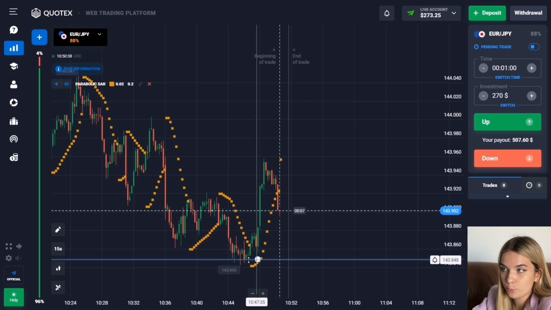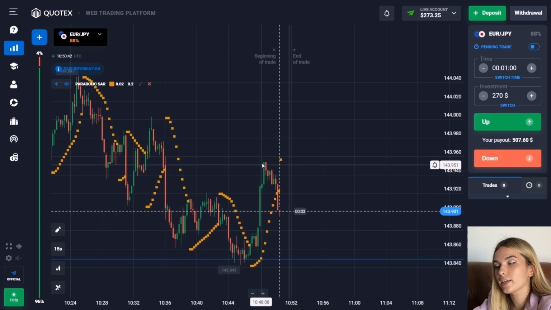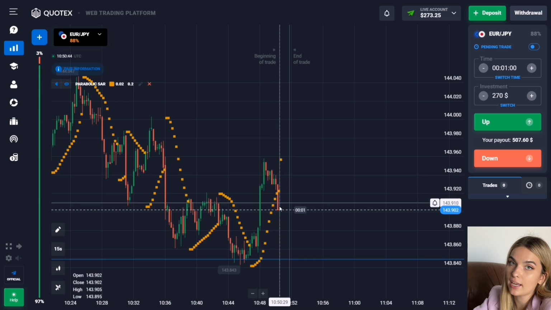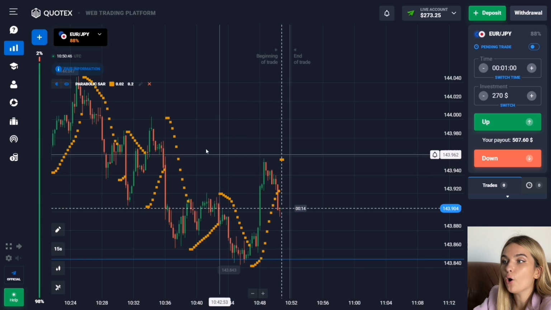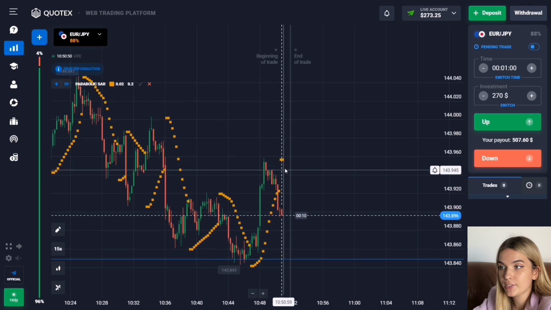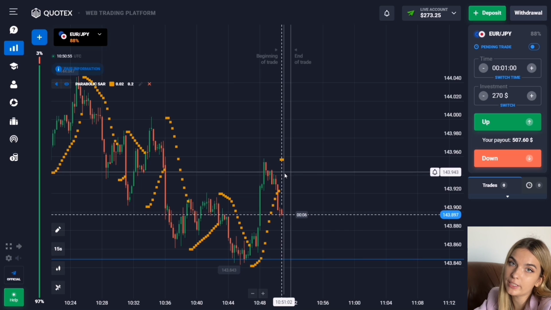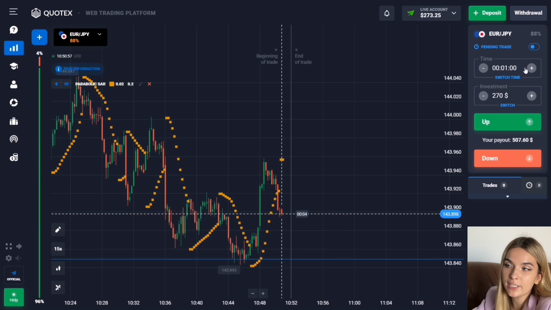We have a level of support down here. We also see that after the rollback there was a reversal and the price is moving down. Also the main price highs are getting lower. The overall potential of the price is going down. At the same time a couple of dots have already appeared above the chart, and here I propose to open a deal for 2 minutes to decrease.